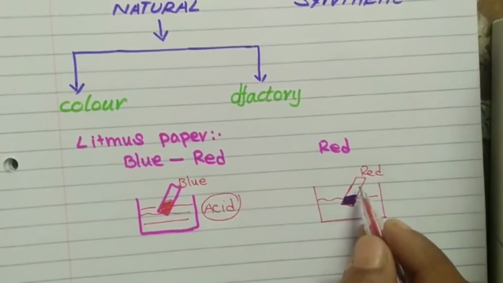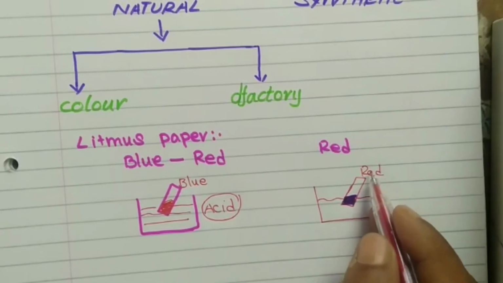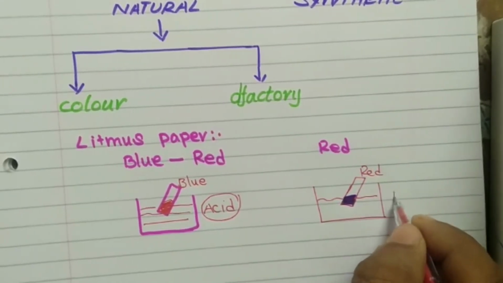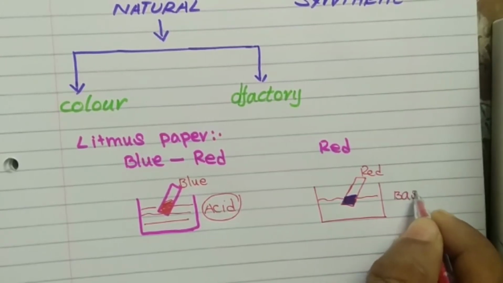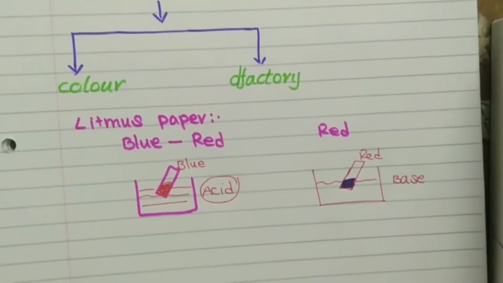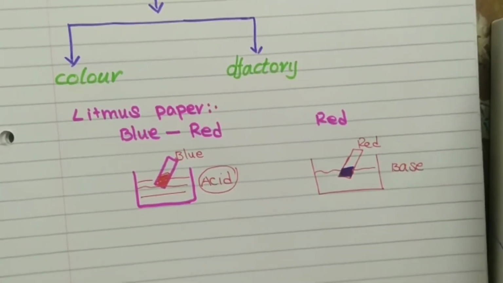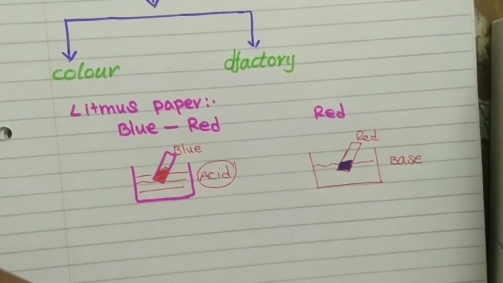And if the red litmus paper immediately turns blue, that indicates that the given substance is a basic substance. Okay, next, some universal indicators are there, that is synthetic indicators.